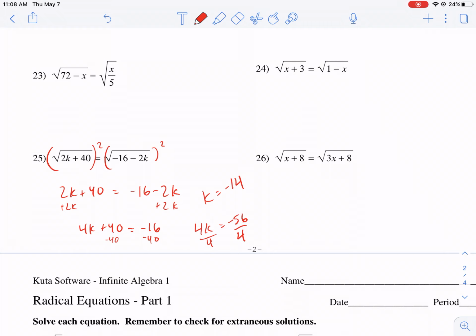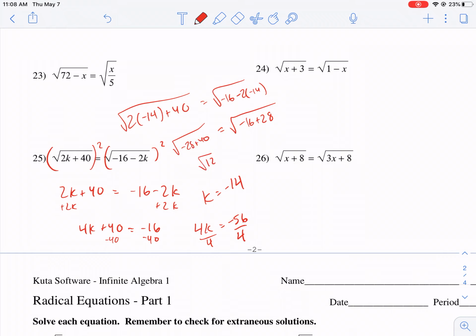We have to check this answer. So we get 2 times negative 14 plus 40. Take the square root of that. Is that equal to the square root of negative 16 minus 2 times negative 14? Let's do the right side first. It looks a little easier. We have negative 16 plus 28. Okay, left side, negative 28 plus 40. That's going to be positive 12 on the left, square root. Is that equal to the square root of positive 12 on the right? Yes, it is. Guess what? k equals negative 14 is our solution for number 25.